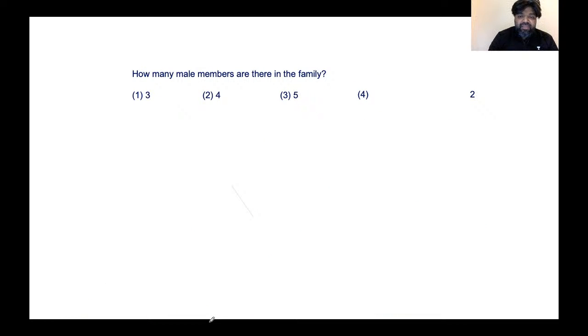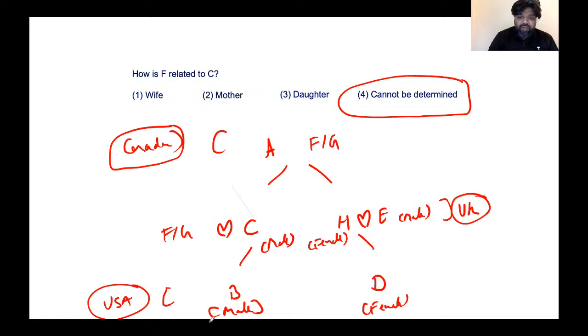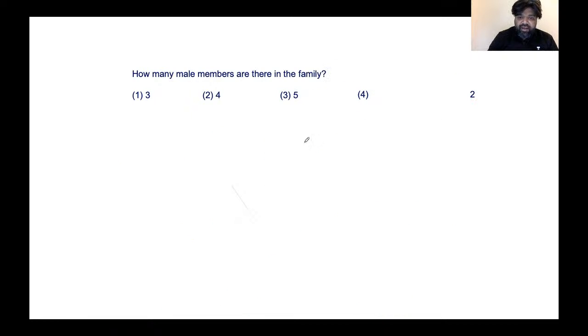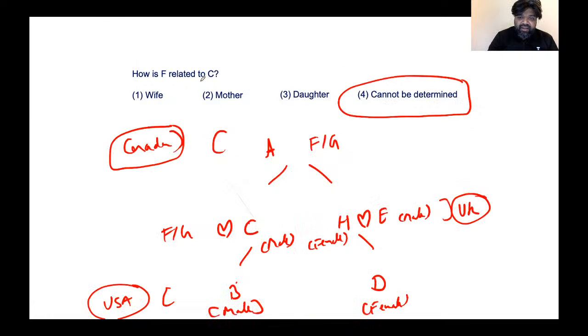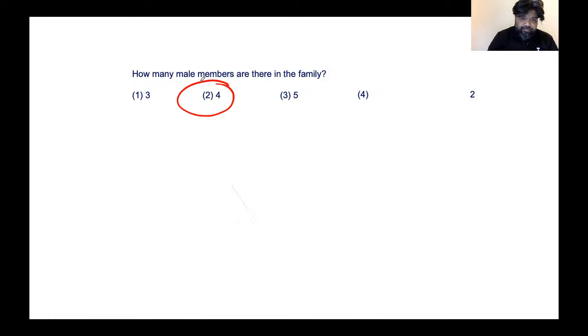How many male members are there in the family? 1, 2, 3, and 4. So there are 4 male members in the family. It's very clear.